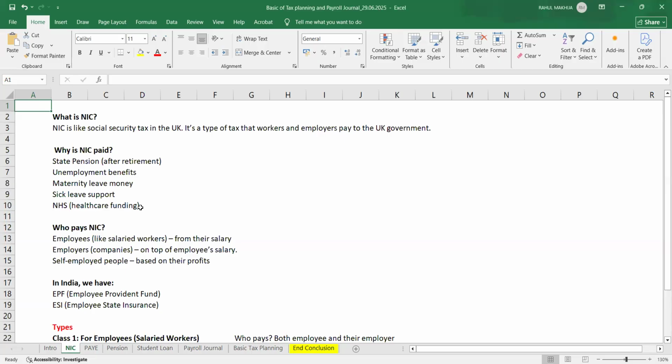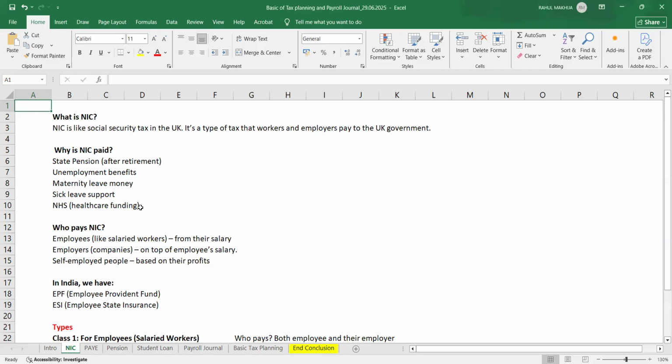which gives a benefit after retirement, for unemployment benefits, for maternity leave money, for sick leave, for NHS, which is healthcare funding. Now, who pays NIC? Employees, like salaried workers, from their salary, or employers, which are companies, on top of employee salary. And also self-employed people pay NIC based on their profits.